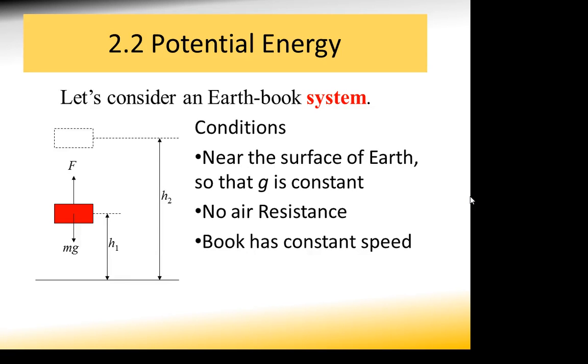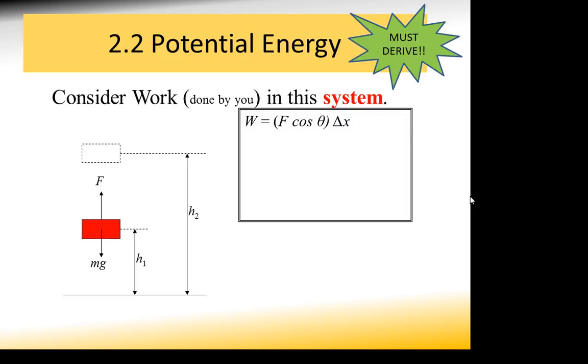So these are the conditions. I must assume that there's no air resistance. I must assume that the book has constant speed at the start and at the end, so there's no gain in kinetic energy. When these two are true, I can then derive my potential energy gain as such. First, the work I do will be the force I apply times cos theta times delta x. Just always use this equation. But this force is just equal to mg.